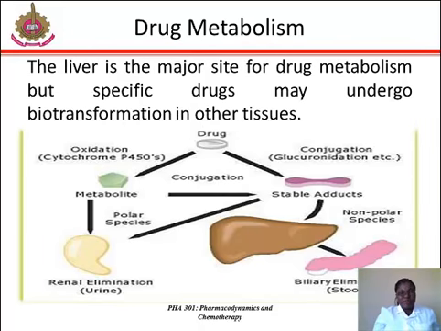Drug metabolism. The liver is a major site for drug metabolism, but specific drugs may undergo transformation in other tissues. Drugs can be metabolized by a process of oxidation, reduction, hydrolysis, hydration, conjugation, condensation, or isomerization. Whatever the process, the goal is to make the drug easier to excrete. The enzymes involved in metabolism are present in many tissues, but generally are more concentrated in the liver.